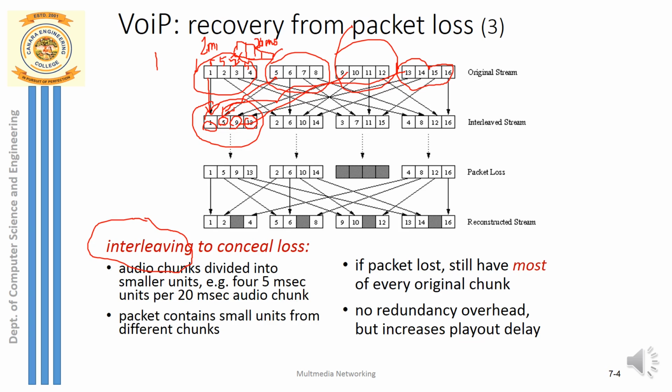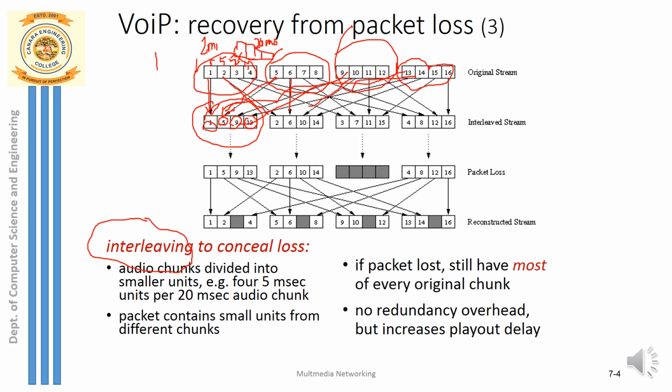Next, again you continue. You take the next chunk by considering the second unit from the first chunk, the second unit from the second chunk, the second unit from the third chunk, and the second unit from the fourth chunk. So all second units of every individual chunk are grouped together, and the second interleaved chunk is created. Here you have noticed these interleaved chunks.